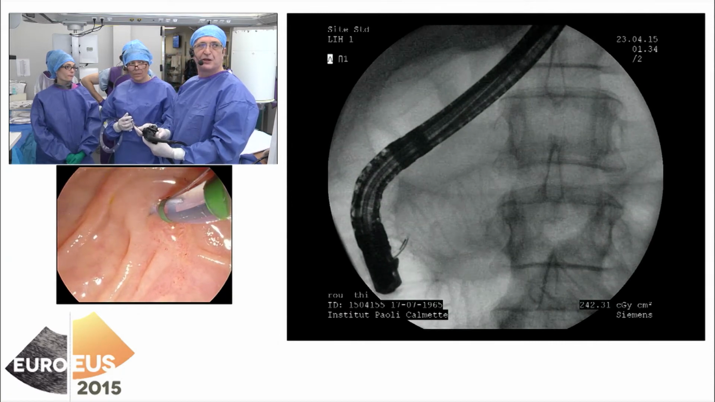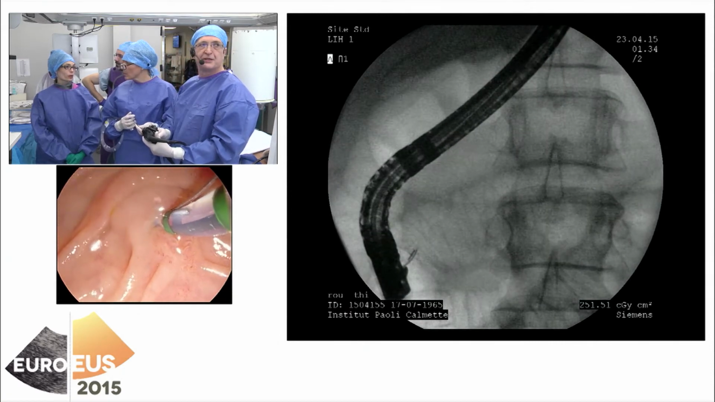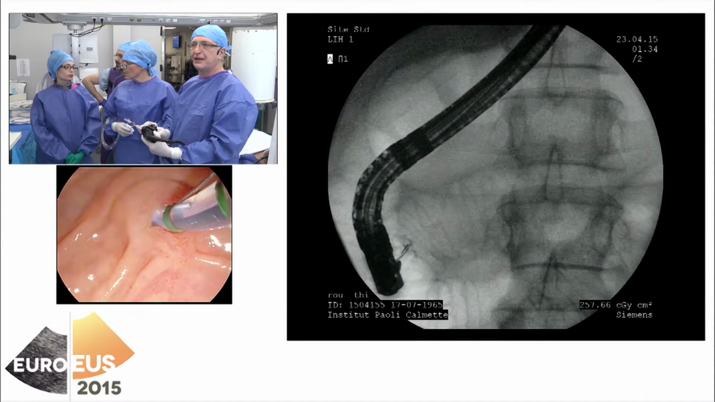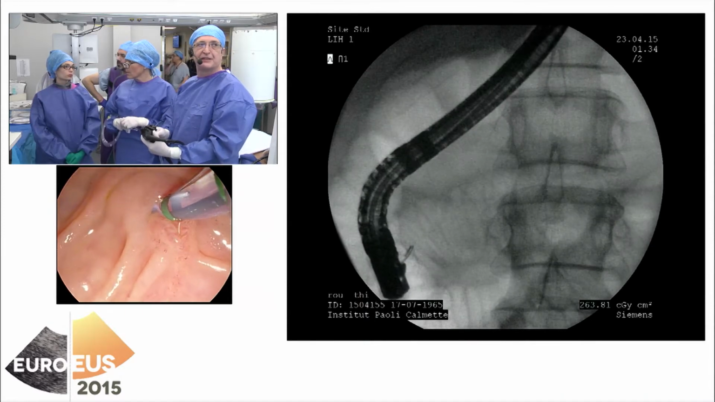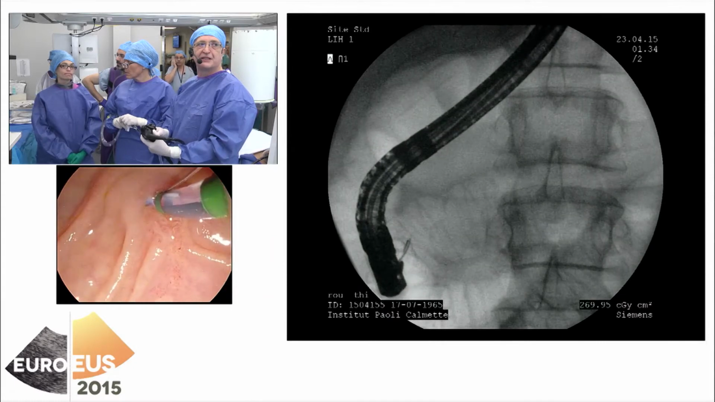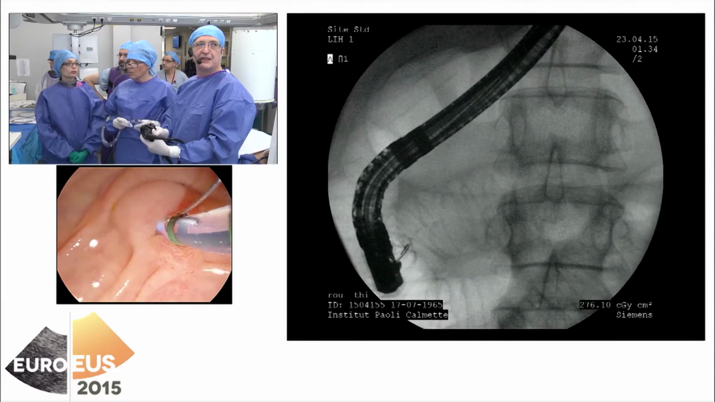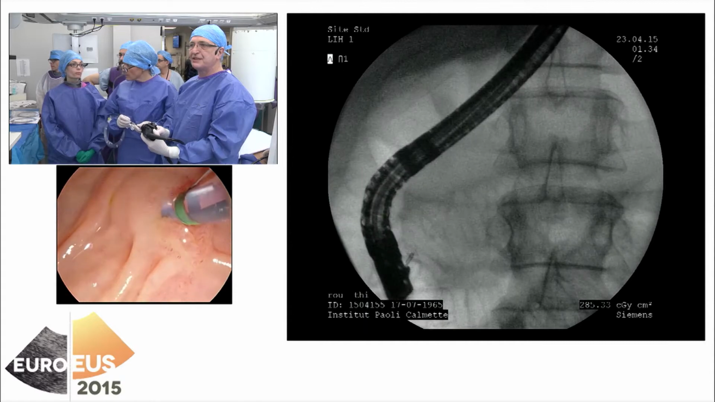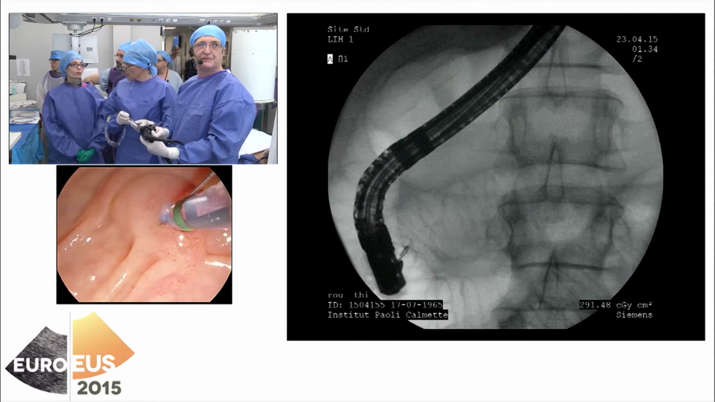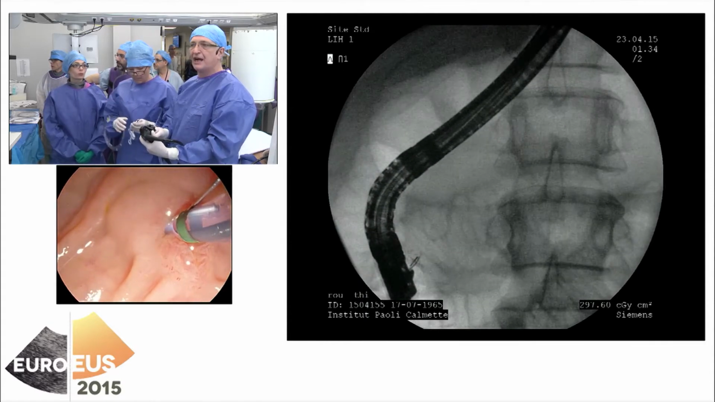If you have the fluoroscopic image, I'm pulling back a little bit just to make sure that we give a chance to be in the axis of the pancreas. What's there? Ah, yes, here we are, here we are.